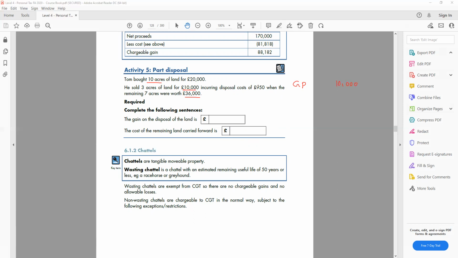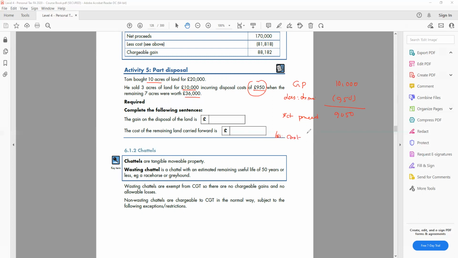And we have some incidental cost that we are allowed to deduct, less disposal cost 950. So my net proceeds are 9,050. Now when you calculate the cost, we have to remember we cannot consider the incidental expense. So less cost.